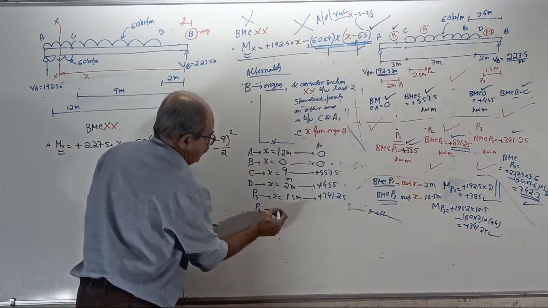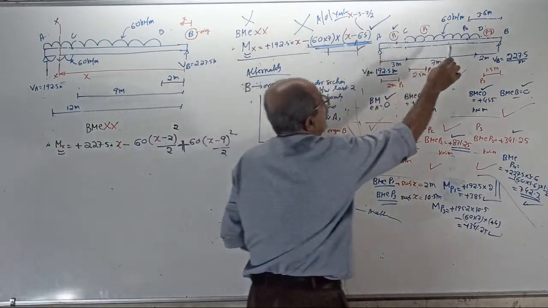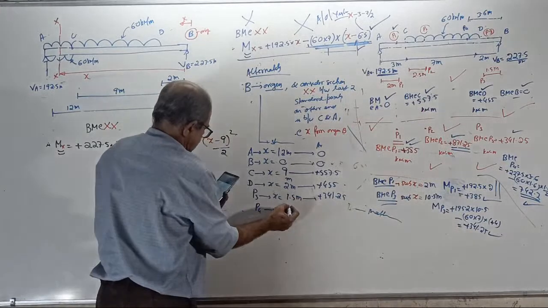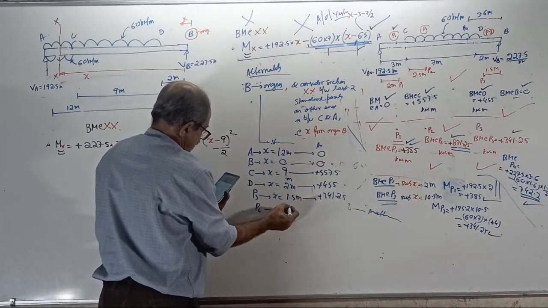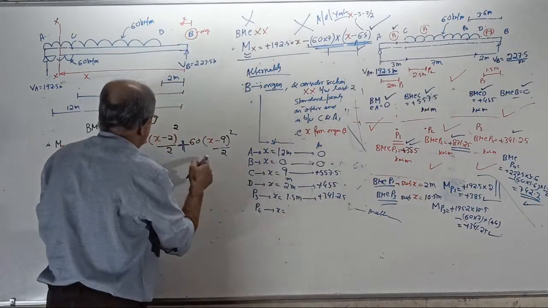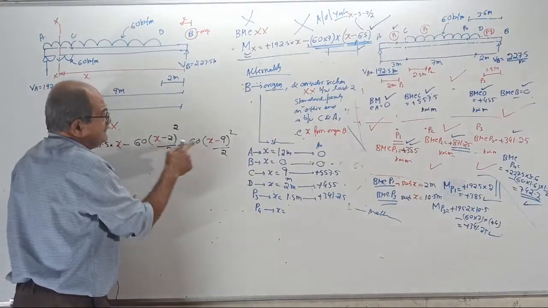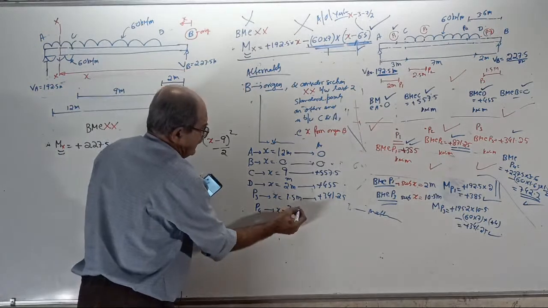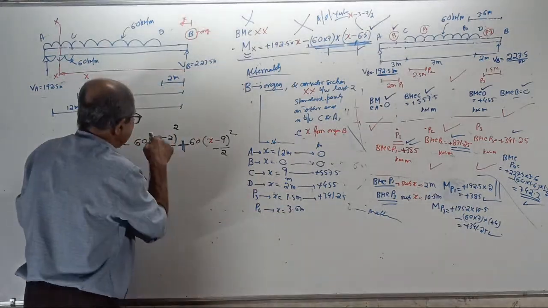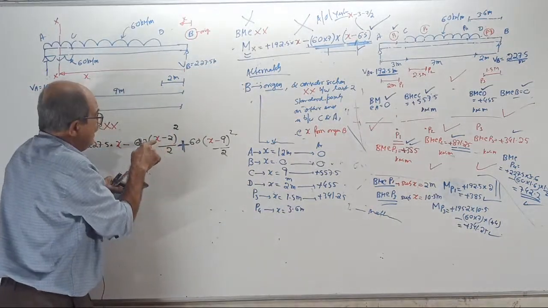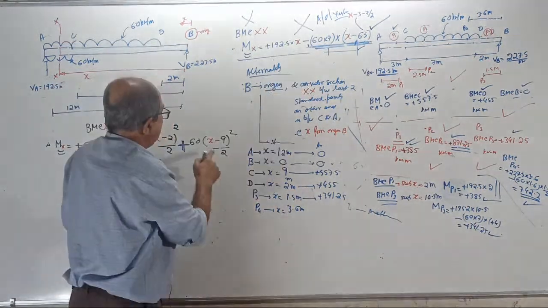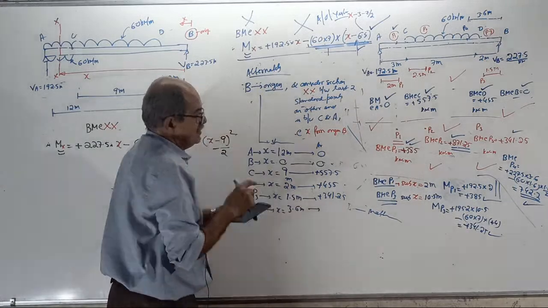For P4, put X equal to. See, when you put 1.5, this term is not there, this term is not there. Put X equal to 3.6 meter. When you put 3.6, this term is there. See, 3.6 minus 2 is 1.6, correct. And this term is not there. Answer.